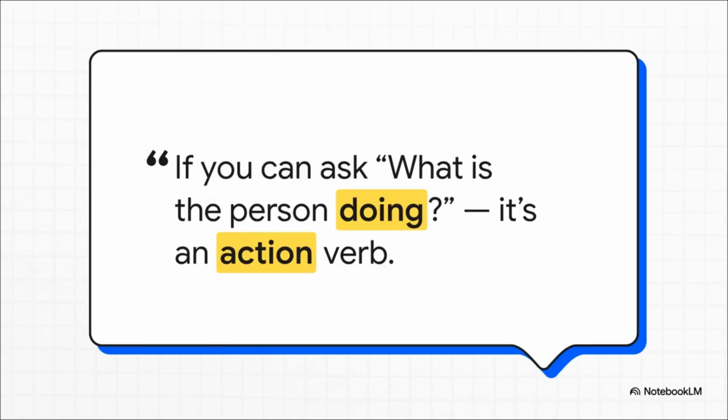And hey, here's a fantastic little trick to remember. If you can ask the question, what is the subject doing? And the verb answers that question, you've found an action verb. What does he do? He plays. What do I do? I think. It works every time.